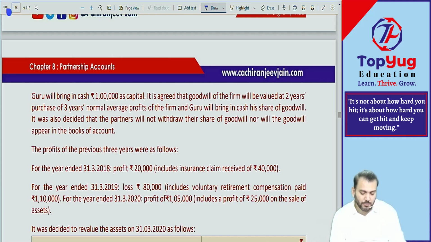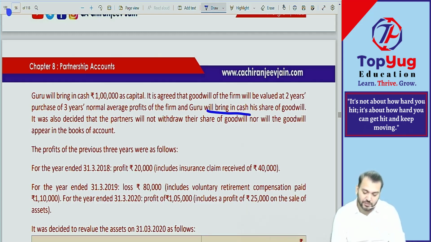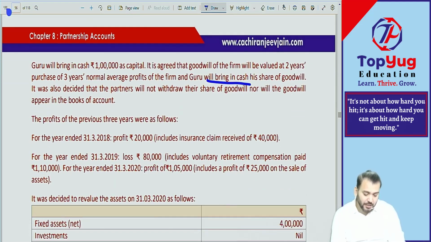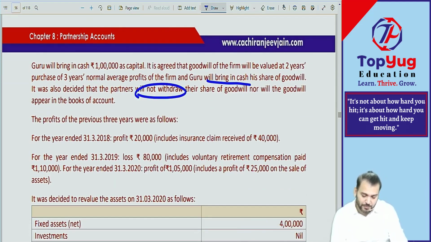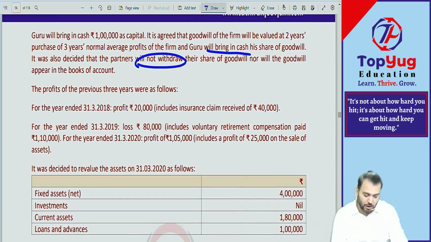It is agreed that goodwill of the firm will be valued at 2 years' purchase of 3 years' normal average profit of the firm, and Guru will bring in cash his share of goodwill. It was also decided that partners will not withdraw, and goodwill will not appear in the books of account.